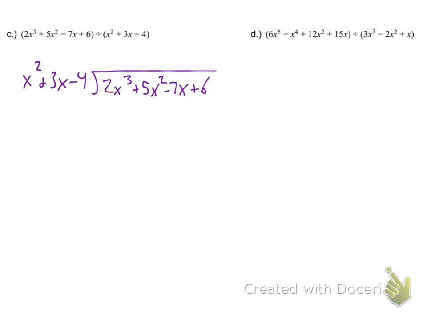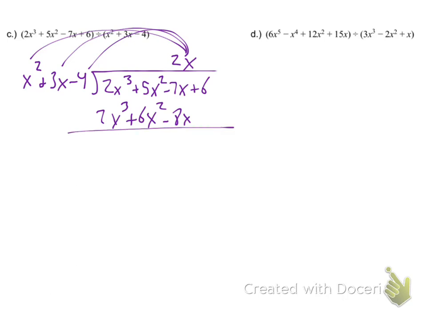But same thing. How do I make an x squared a 2x cubed? 2x. So I get 2x times x squared is 2x cubed. 2x times 3x is 6x squared. And 2x times negative 4 is negative 8x. Those are gone because I'm going to subtract. What's 5 minus 6? Negative x squared. What is a negative 7 minus a negative 8? Plus x, plus 6.